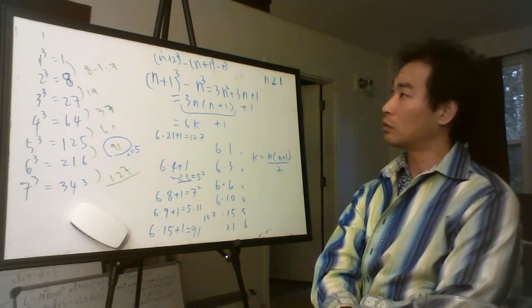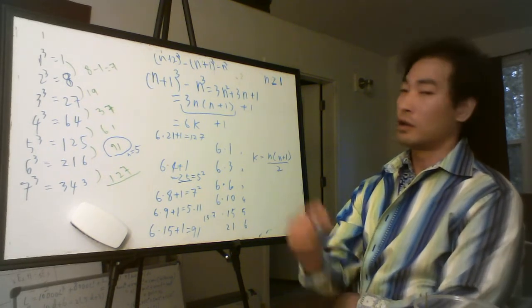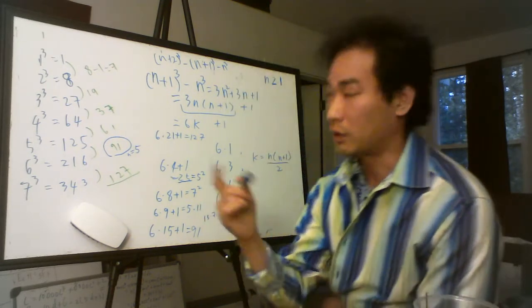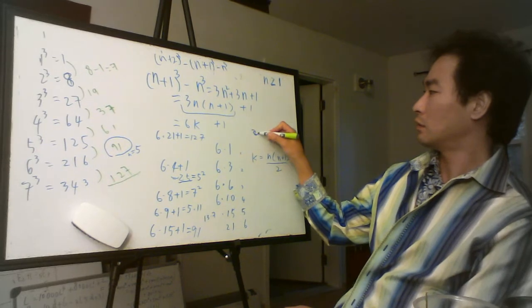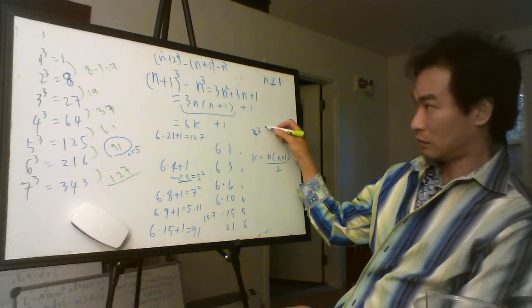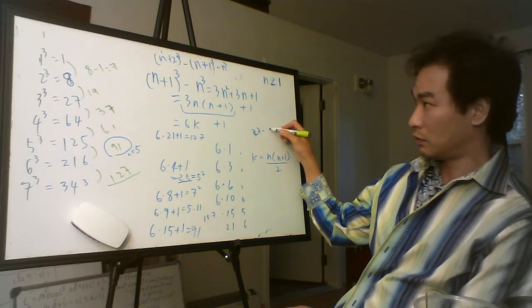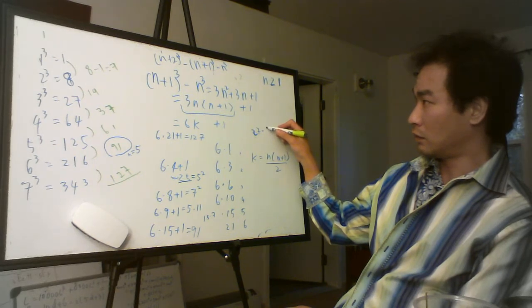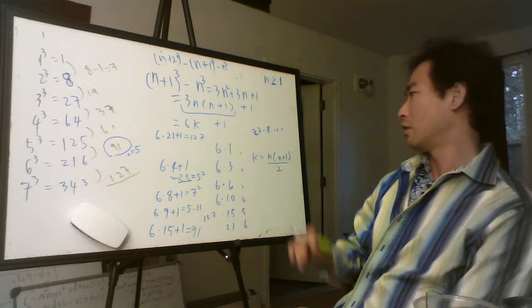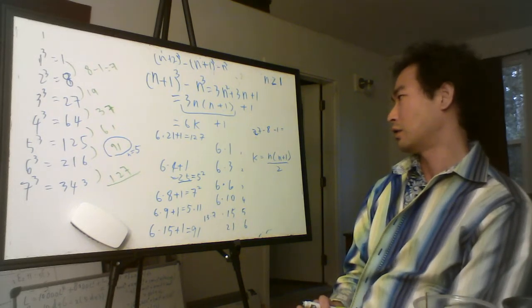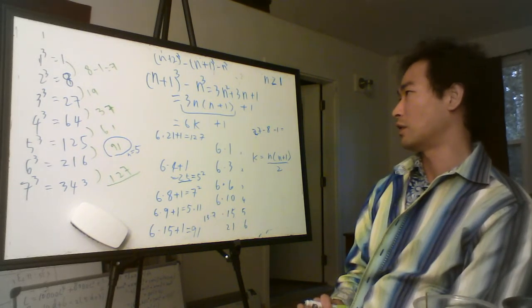I don't know. Let's just make one example and we'll take a break, okay? So 27 minus 8 minus 1. No, it becomes an even number.